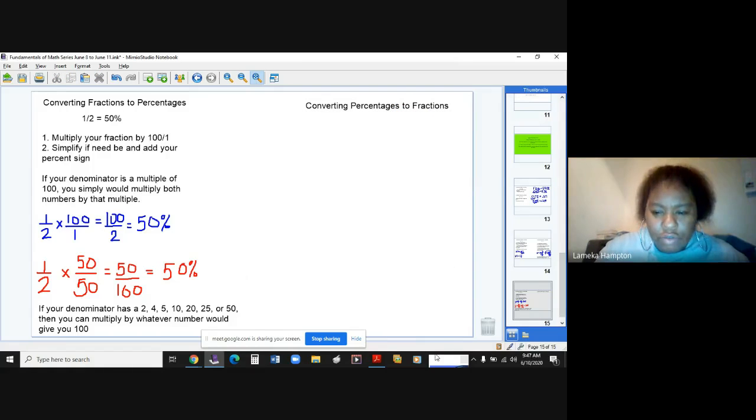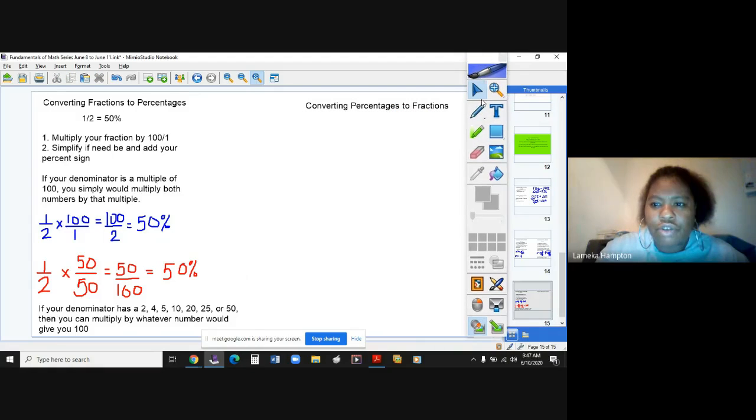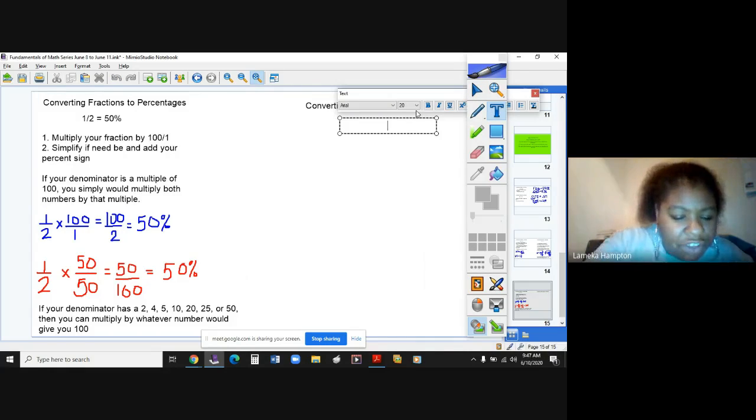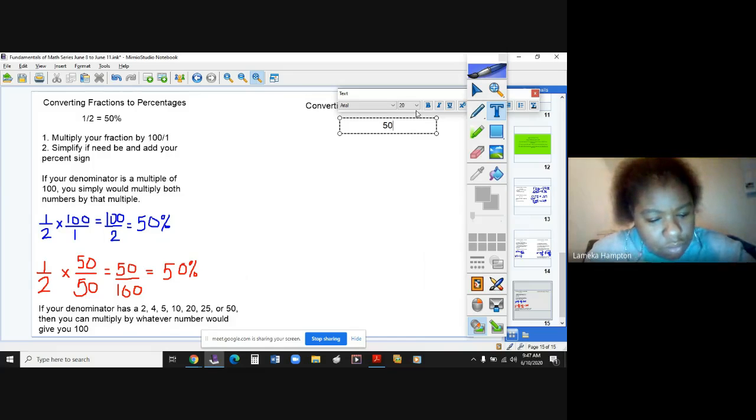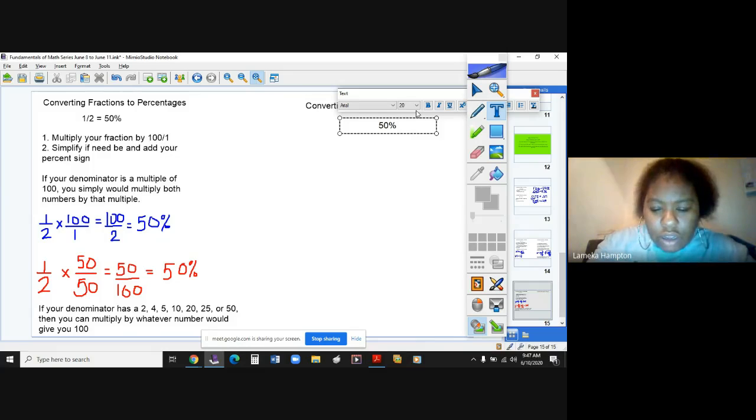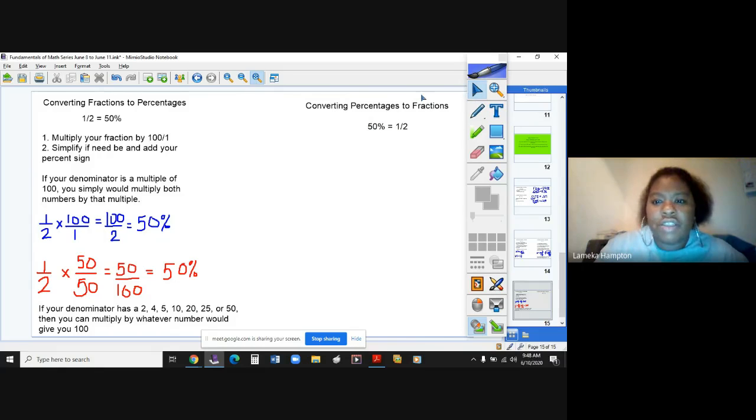All right. So I had to move my toolbar for a second. So now what I have is this. I have 50%, and that's going to be equal to 1/2. We know this because again, we're just using easy numbers.